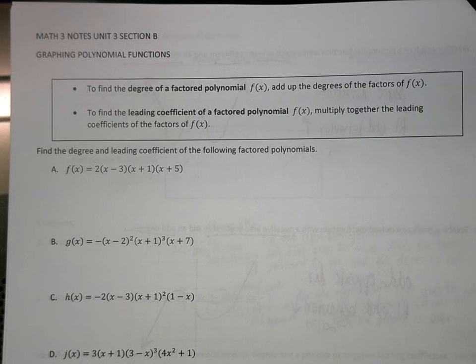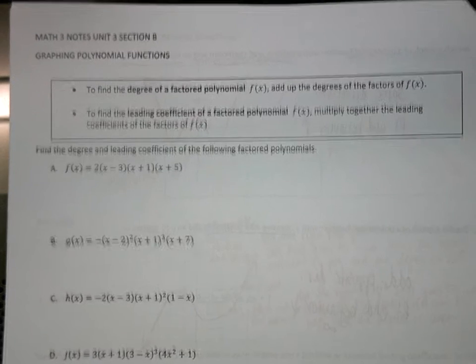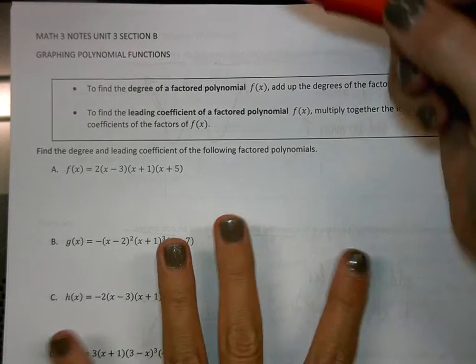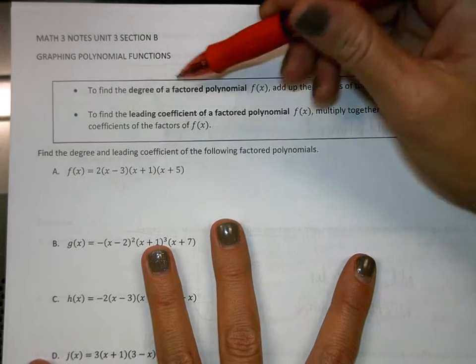Math 3, Unit 3, Section B. So yesterday we just talked about the degrees and kind of what the end behavior was of all these graphs. Today we're going to actually talk more about how they're graphed and what they look like. The first thing we're going to talk about is how to find the degree of a factored polynomial.